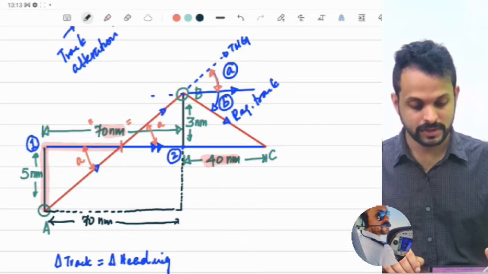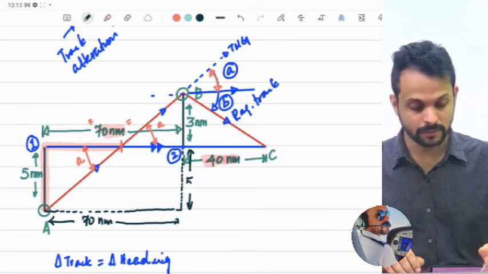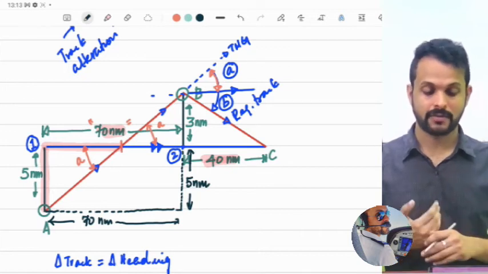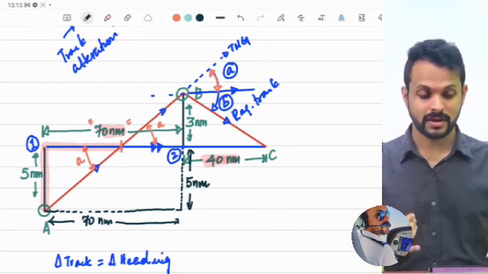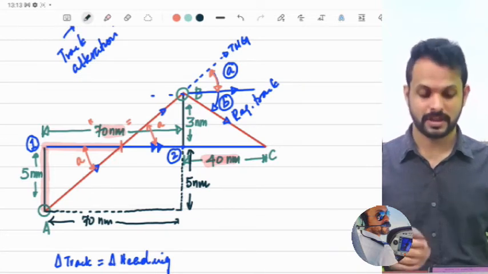So this is like 3 nautical miles, and this side over here is exactly parallel and equal to the 5 nautical miles side over here. So it's 5 nautical miles. Now you can see a triangle where I have 70 nautical miles on one side and 8 nautical miles, which is 5 plus 3, on the other side, right?